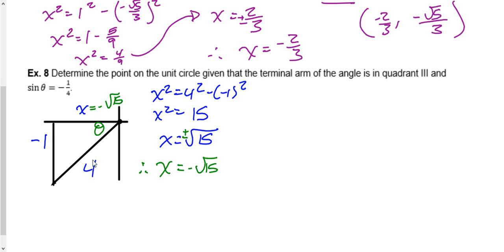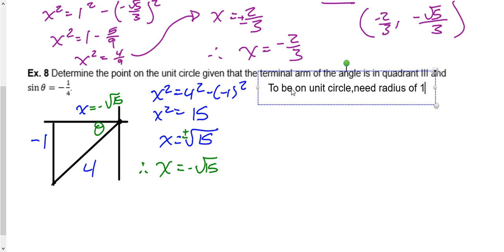There we go. Determine the point on the unit circle. So to be on the unit circle, first off, I can't have a radius of 4. I need a radius of 1. So quick note again, just because we had this earlier: to be on the unit circle, we need a radius of 1. Currently we have a radius of 4. So how do we get that to become 1? I'm going to divide all the numbers by my hypotenuse. So I'm going to divide everything by 4. Divide by 4, divide by 4, and this is now divided by 4.